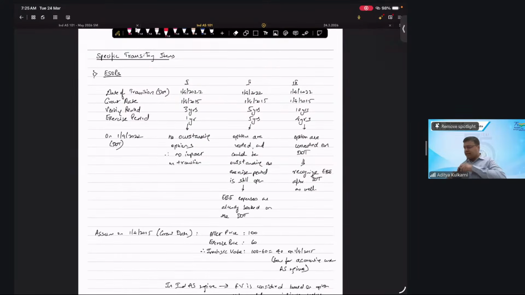Then we move to the second scenario. So in the first case, you don't have anything to do. Second case, the date of transition is 1st April 22. Grant date is 1st April 15. Vesting period is 5 years. That means by 31st March 20, options would have vested. And thereafter, you have an exercise period for 5 years. That means, on the date of transition, is the vesting period over?